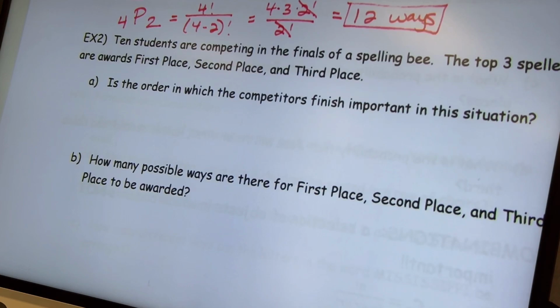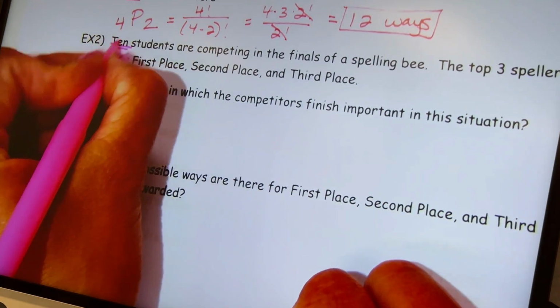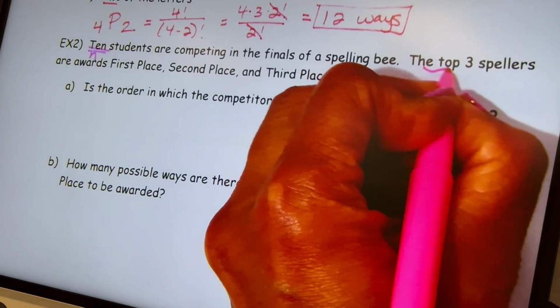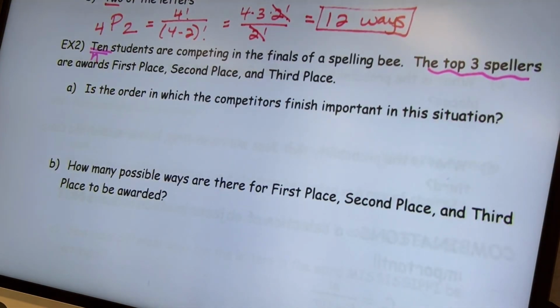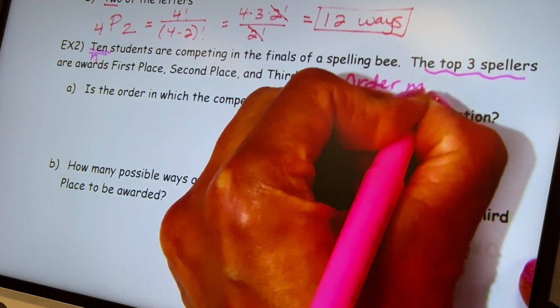All right, so example 2, 10 students are competing in the finals of a spelling bee. So we've got a total of 10 students competing. I need to remember that, because that is the N, okay? Top 3 spellers are awarded first place, second place, and third place. So because we're looking for the top 3, order matters because first place, second place, and third place are not equal. If you're getting first, that's better than getting third, isn't it? So order does matter. So anytime order matters, this is a permutation. Order matters.